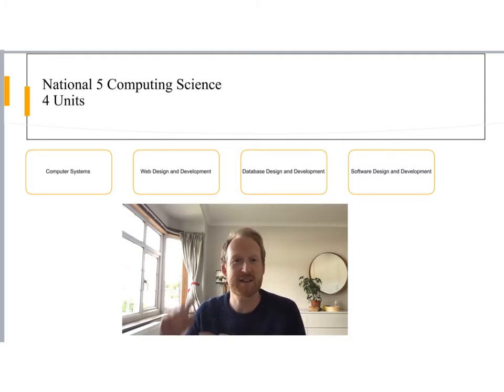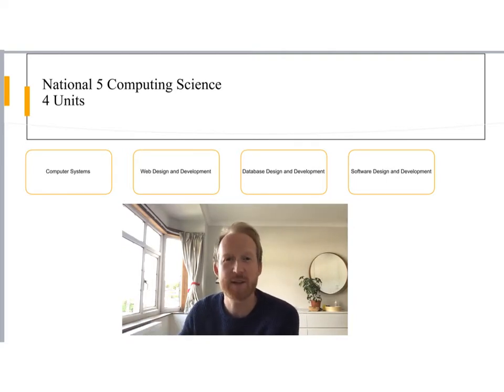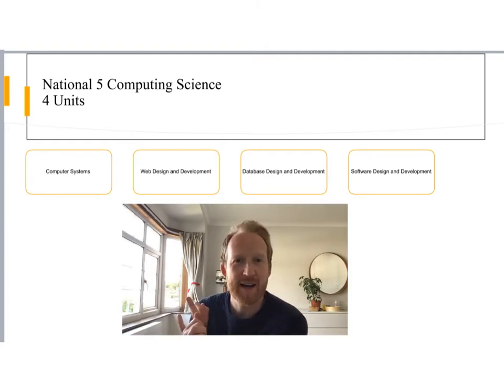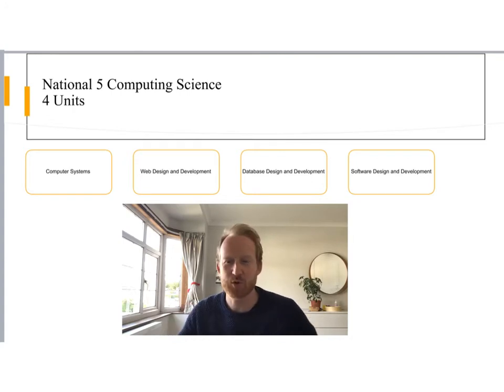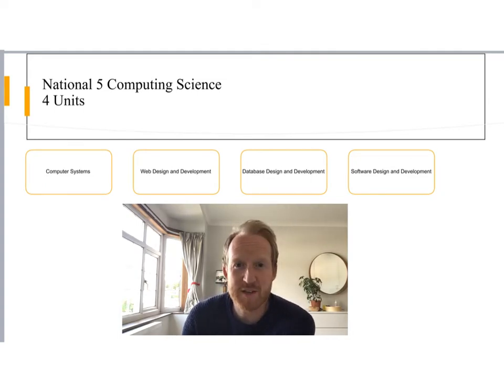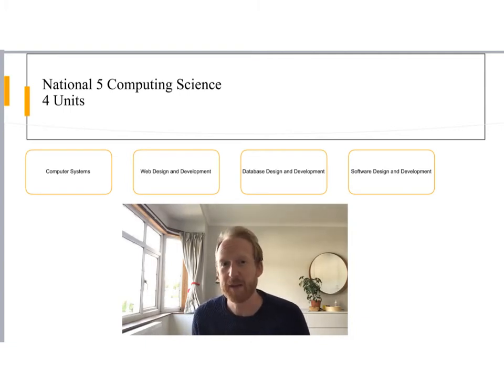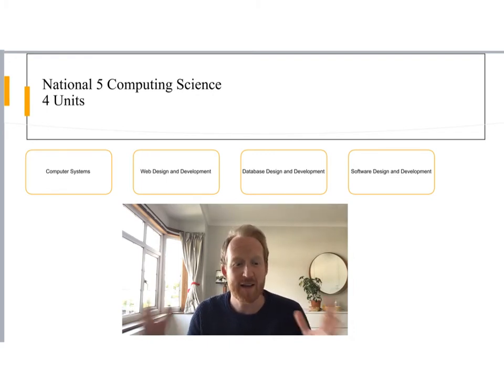Then we move on to other things such as web design. Again, something else that we've touched on in S2, and we'll obviously be going into more detail when it comes to S3. We also look at databases, as I mentioned, so how information is actually stored, and then how you can actually use that information. And then the fourth one is software design and development, and this usually takes up part of fourth year, or the majority of fourth year. And this is probably the largest unit of all, and this is programming. This is creating algorithms, creating code in order to take a problem and then solve it.